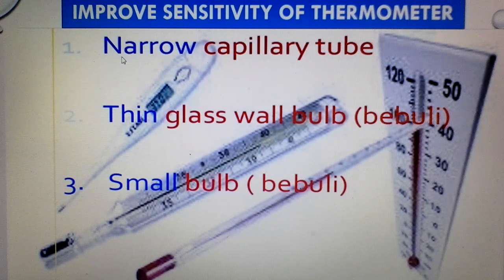So how to make it sensitive? You can use a narrow diameter of capillary tube, and also we can use a very long stem. Then we have a longer and narrow capillary tube. Thin glass wall bulb, so it can detect heat faster, and small bulb. So these are the three ways to increase the sensitivity of the thermometer. So you must go and read through all about thermometer and liquid in glass thermometer.